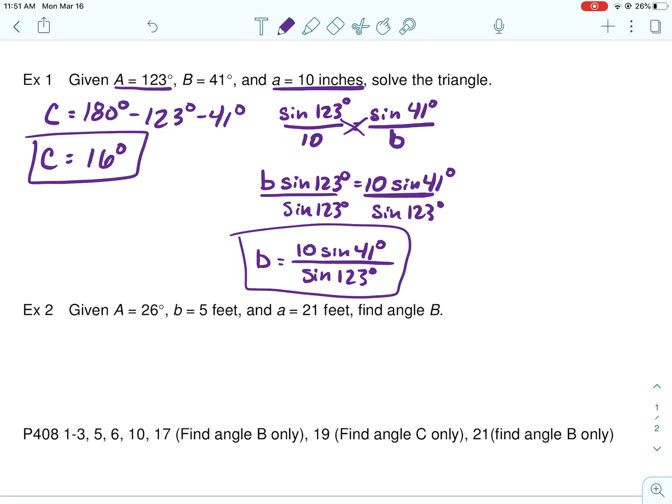Okay. And again, we're solving the triangle in this one, so we want to find every angle and every side. So the only side we don't know is side C. So you guys go ahead and set up the ratio you would use to find side C.